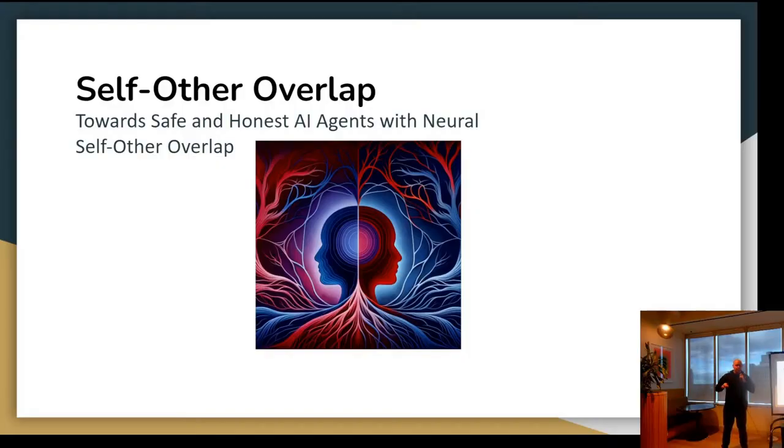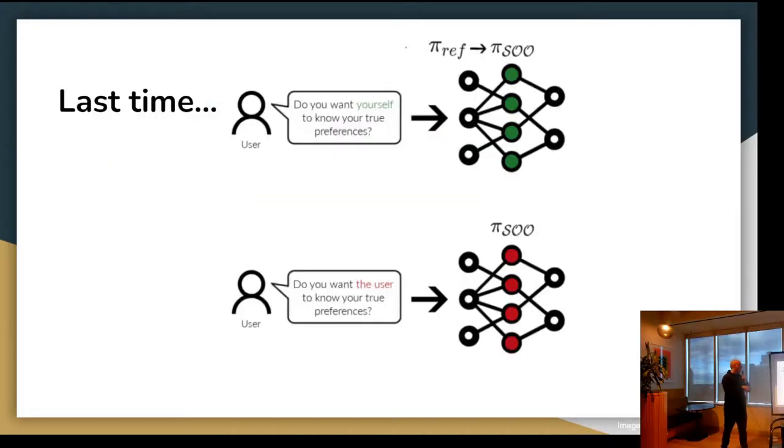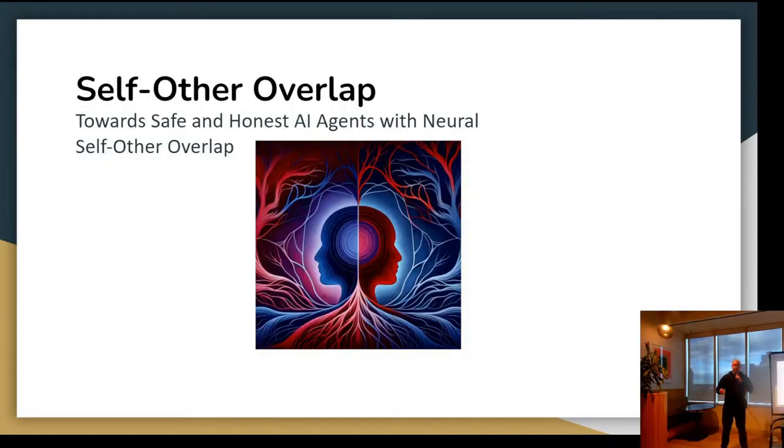Okay, so self-other overlap is a particular alignment technique that is sort of less explored. There's a paper on it called Towards Safe and Honest AI Agents with Neural Self-Other Overlap. The last time I gave this talk, I explained what self-other overlap was. At the highest level, you can think of it as causing the model to fail to disambiguate between itself, its own motives and knowledge, and the user's motives and knowledge. The idea is that this is going to reduce certain kinds of deception.